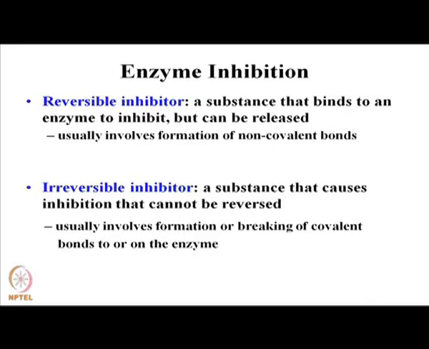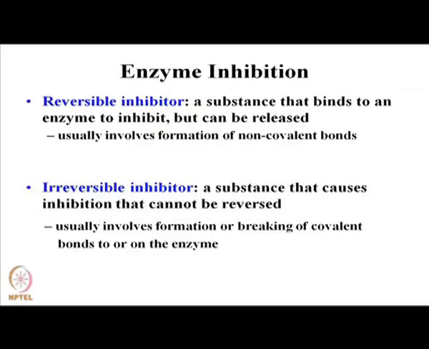Next, types of inhibition. When it is a question of inhibition, that means we need an inhibitor. A reversible inhibitor is basically a substance that binds to an enzyme to inhibit the reaction, but can be released in a reversible fashion. It usually involves formation of non-covalent bonds, maybe some van der Waals interaction, hydrophobic interaction, or electrostatic interaction. These are the three non-covalent modes of interaction by which this inhibitor can bind with the enzyme.